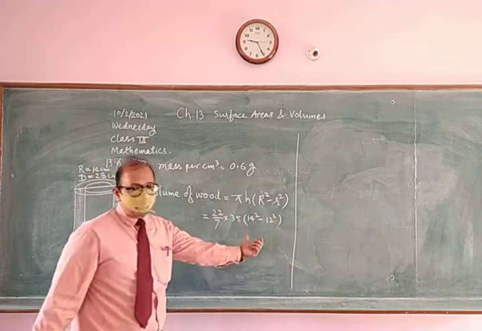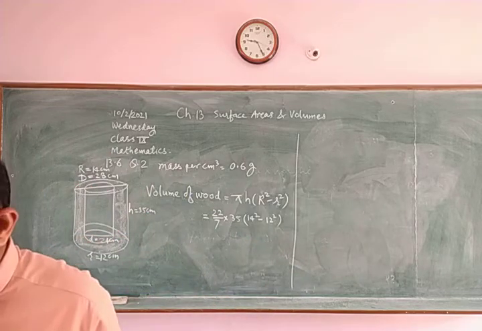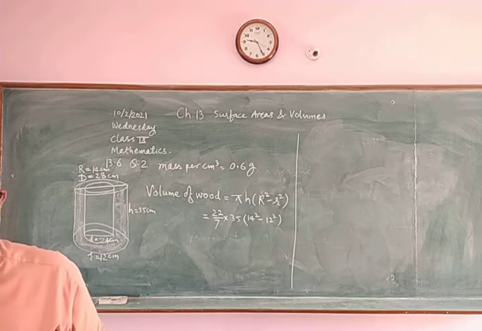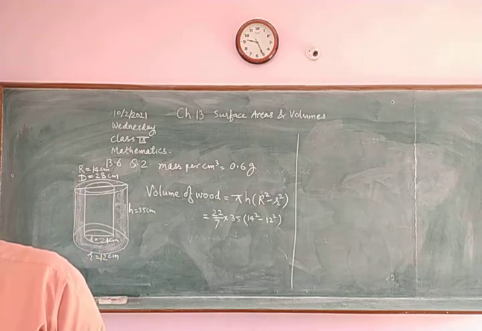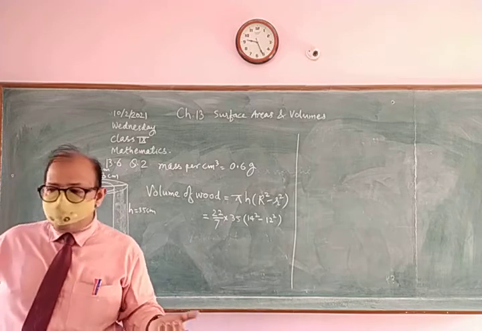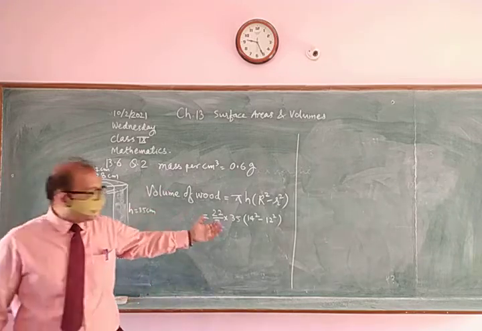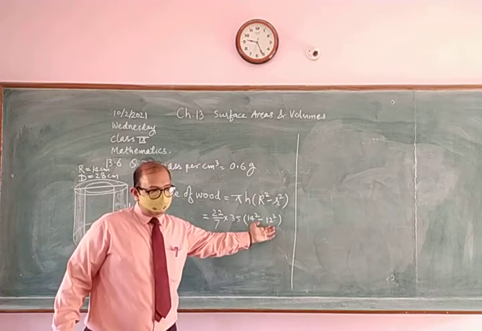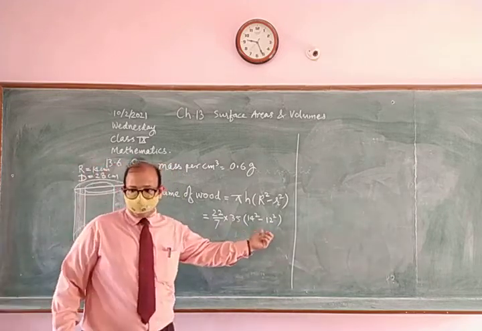square). Now there are two methods. One, you can use the identity a square minus b square is equal to (a plus b) into (a minus b), or you square it up and subtract. Both ways you can use. I am using the first way, using the identity.